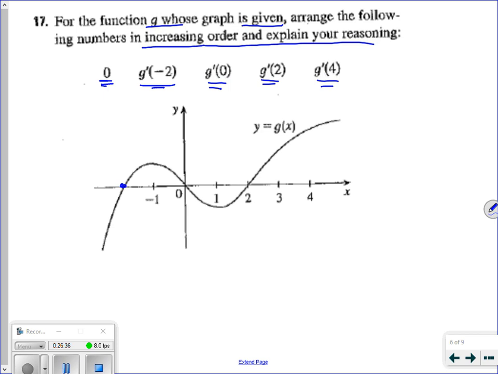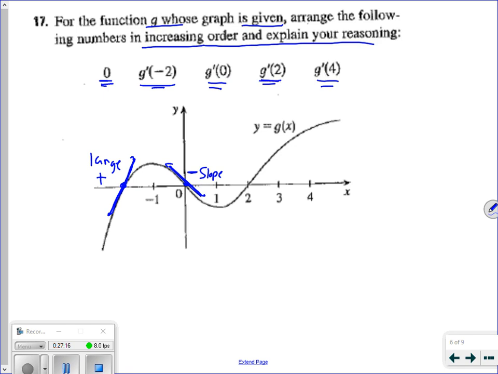So here is -2. The slope at that point seems to be relatively steep. So that's probably going to be a large positive number. Maybe the slope is 3, 4, 5, 6, maybe even 10. I don't know. It's going to be a big slope. But g prime of 0, here's 0. The slope of the tangent line there appears to be negative. Doesn't seem to be the steepest in the world, but it's still going to be a negative slope. So that's probably like -1. I'm just guessing.